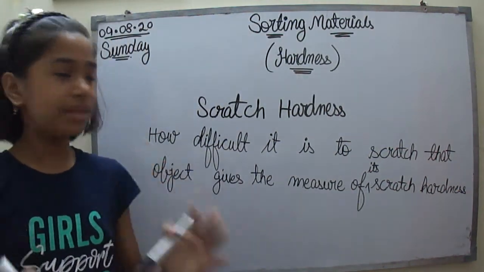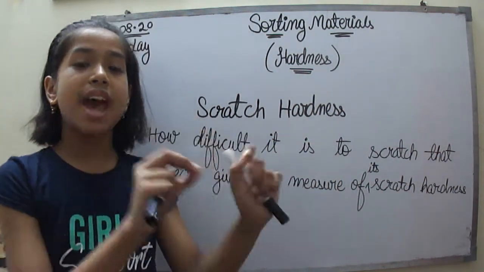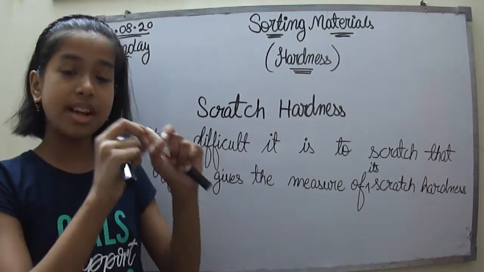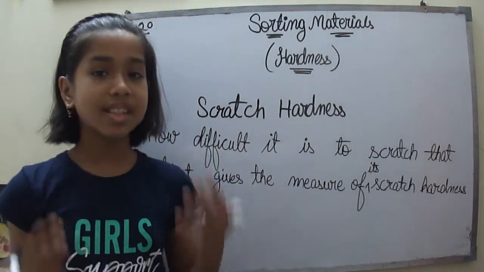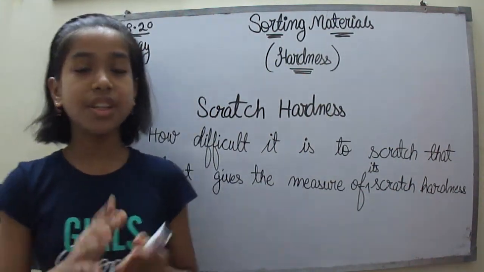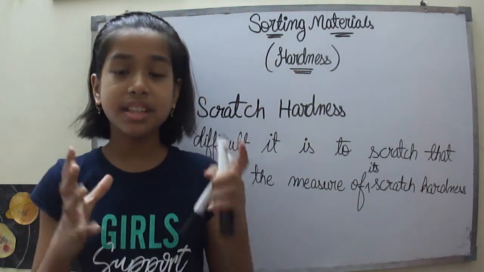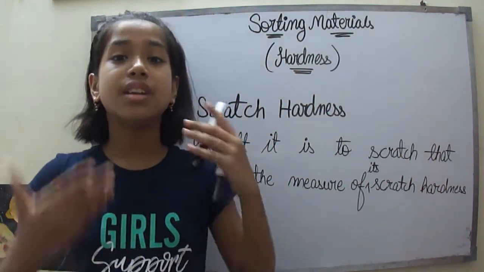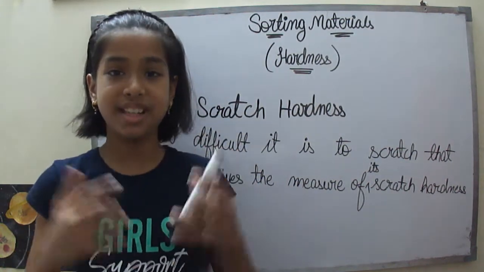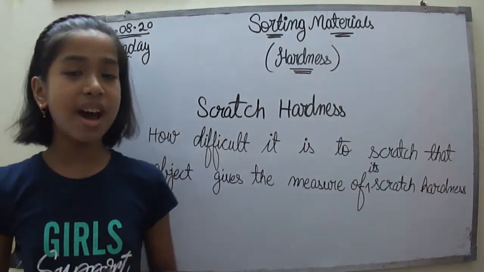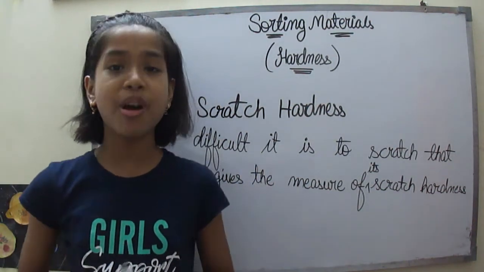Now let me read this again. How difficult it is to scratch that object gives the measure of its scratch hardness. If it is very difficult to scratch that object, that means it has more scratch hardness. Now if this is clear, let's move on to the rebound hardness.